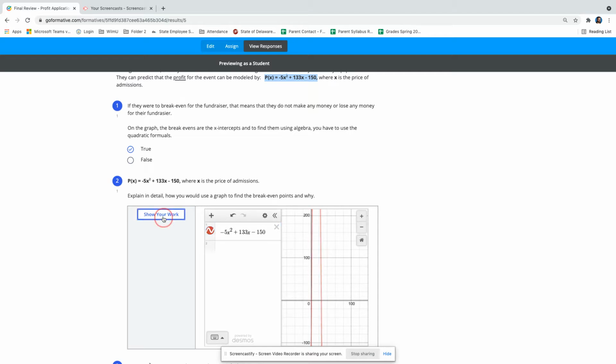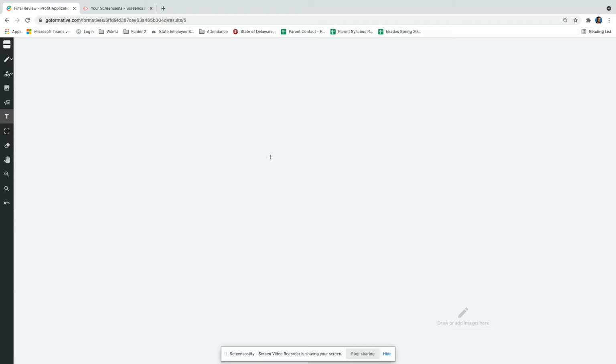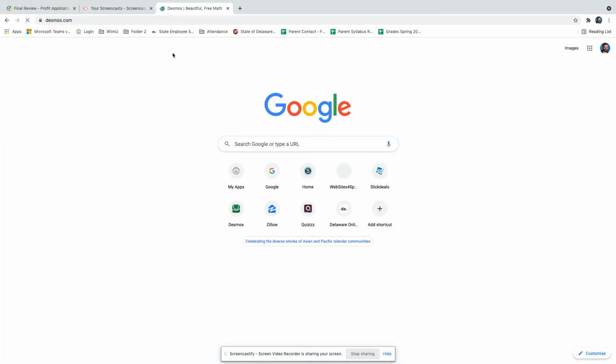So if you're looking for a way to show your work with that, you can go in here and just say graph the function and find your x-intercepts in Desmos. So I can show you what that looks like too.